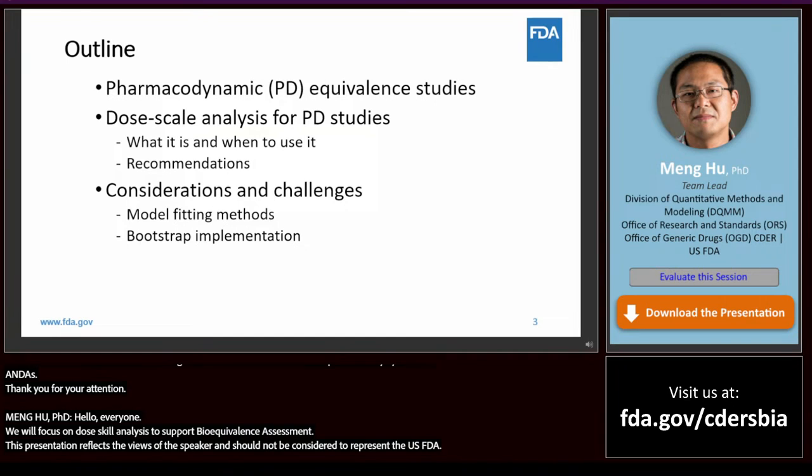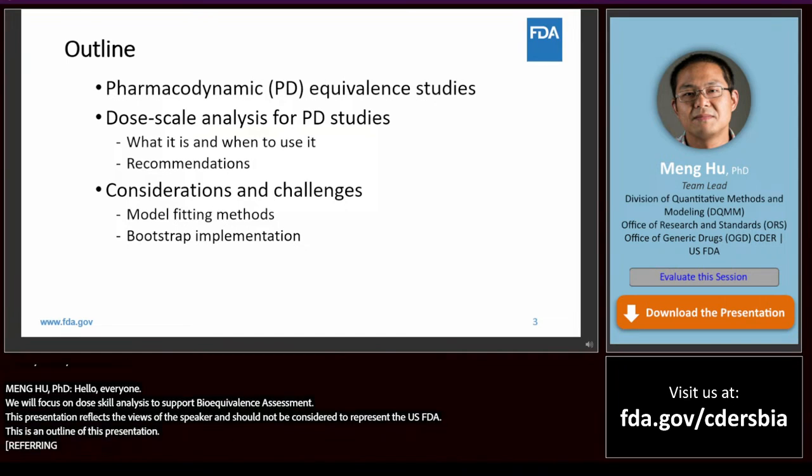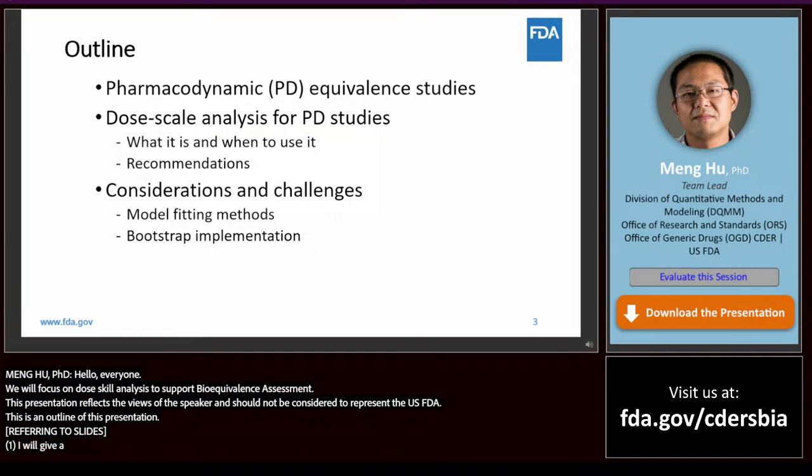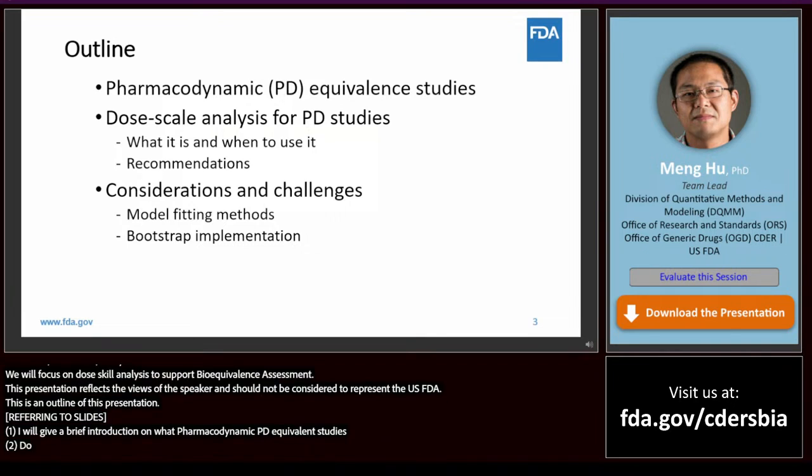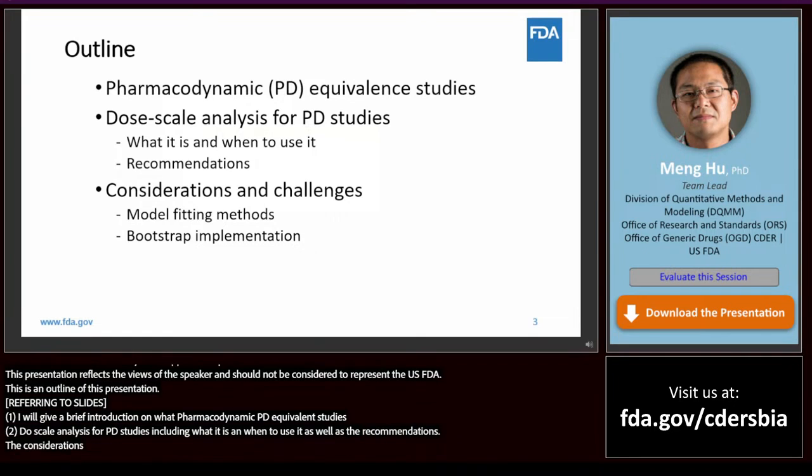First, I will give a brief introduction to what pharmacodynamic PD equivalence studies are, and then I will introduce dose scale analysis for PD studies, including what it is and when to use it, as well as the recommendation to use it. Lastly, the considerations for model fitting methods and the bootstrap implementation will also be discussed.